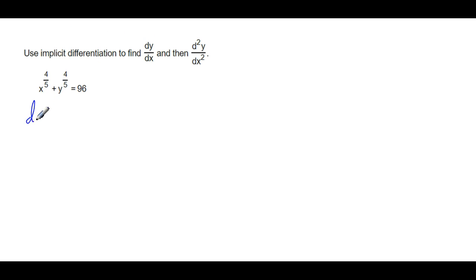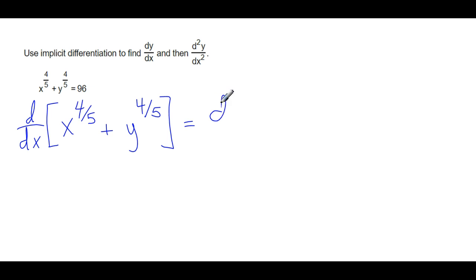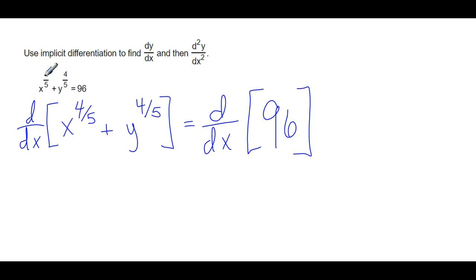So we're going to take the derivative with respect to x. That's what this notation means. On the left-hand side, and to keep it equal, we'll take the derivative with respect to x of the right-hand side. So what we're saying here is these two things are equal, so the derivative with respect to the same variable should be equal.